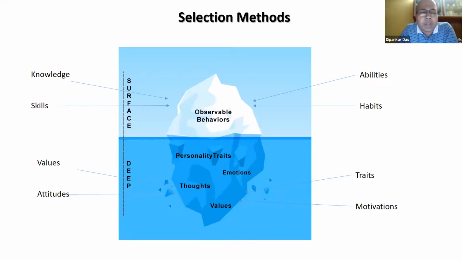Okay, so as I was saying, your values, attitudes, traits, and motivations are under the surface. By the time you are 21, these become part of your personality. According to many psychology experts, these cannot change unless there is a life-shaking event, some major change in your life, because of which some of this can change. But by and large, this doesn't change.